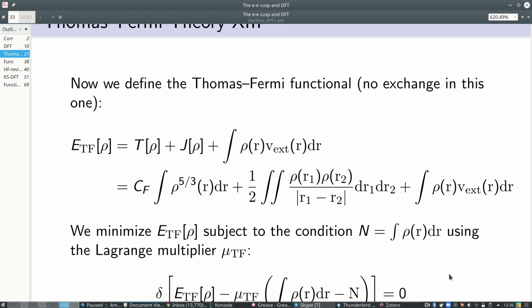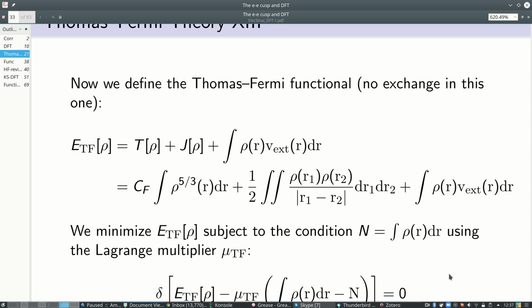Okay, so now we continue with density functional theory. This is part 2 in the series on density functional theory, and here we are going to look at a kind of early version of density functional theory, which is called Thomas-Fermi theory. You will find a lot of the material I'm talking about in the book by Parr and Yang.